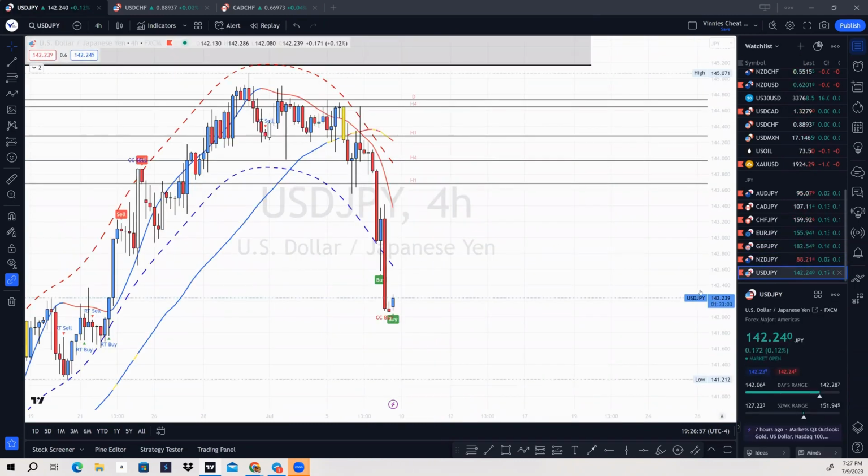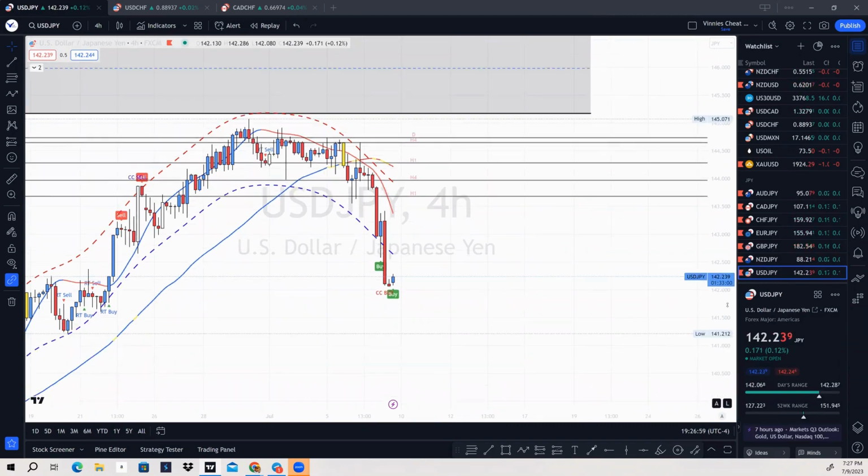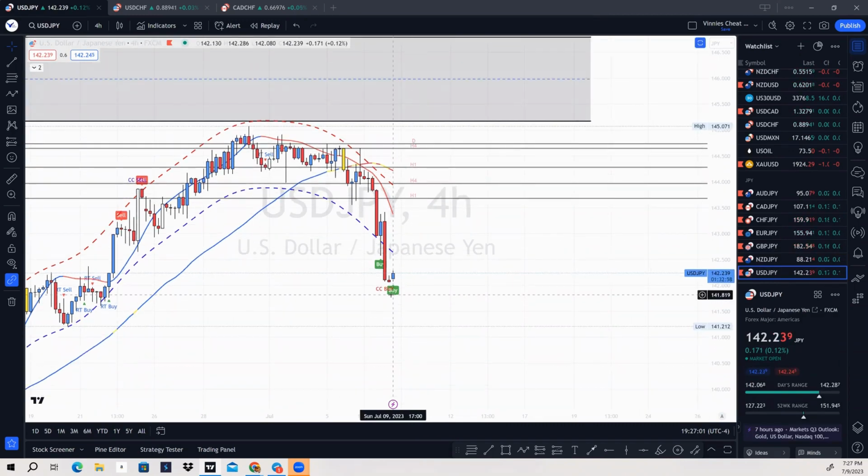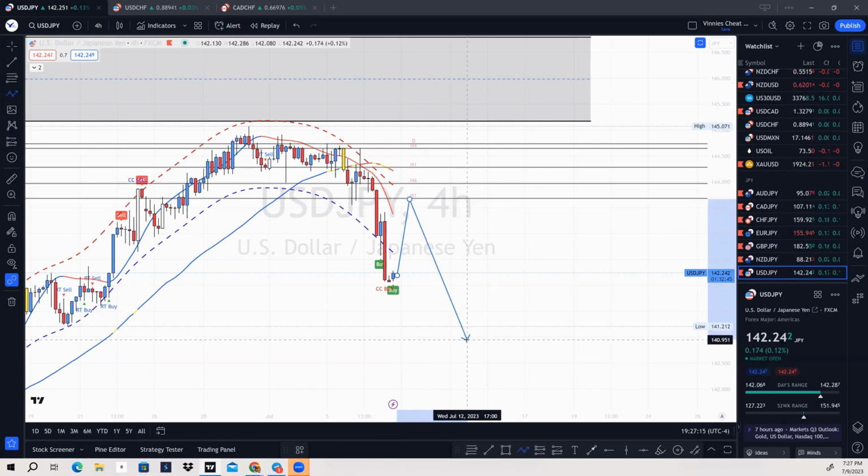And we do have one on USD JPY. Okay, we have divergence and a CC buy. We're completely outside of the band. So again, we're looking for price to pull back, maybe to this resistance here, this H1, and then for price to go lower.